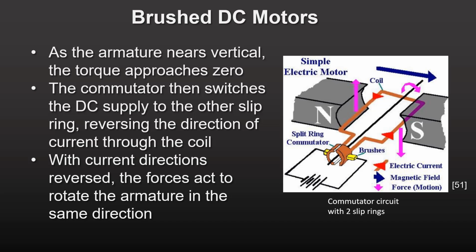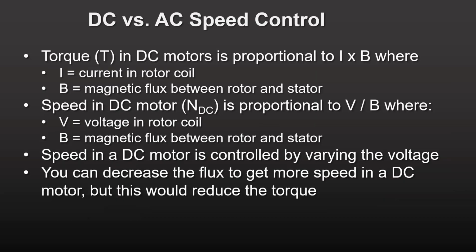As a result, the torque approaches zero too. The commutator then switches the DC supply to the other slip ring, reversing the direction of current through the coil. With current directions reversed, the forces continue to rotate the armature in the same direction per the right-hand rule. There are major differences between how speed is controlled in a DC motor versus an AC motor.